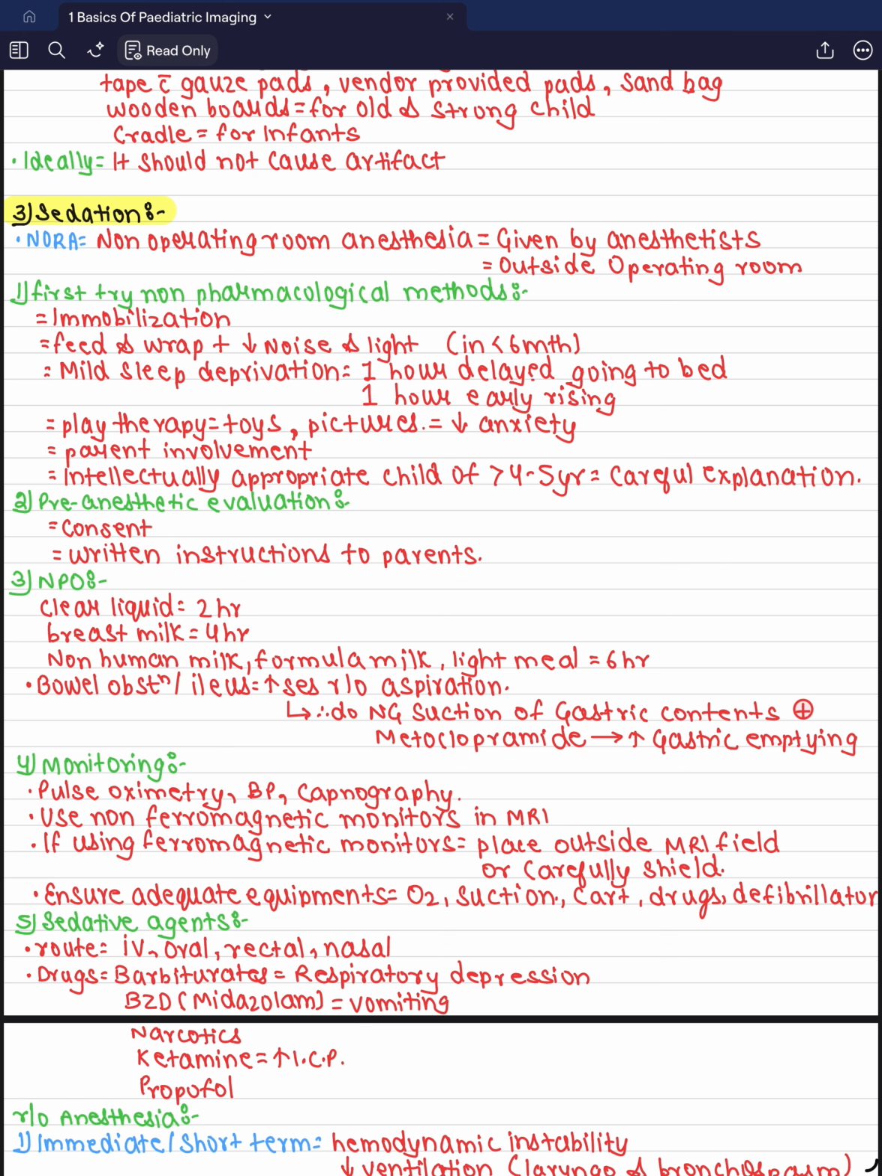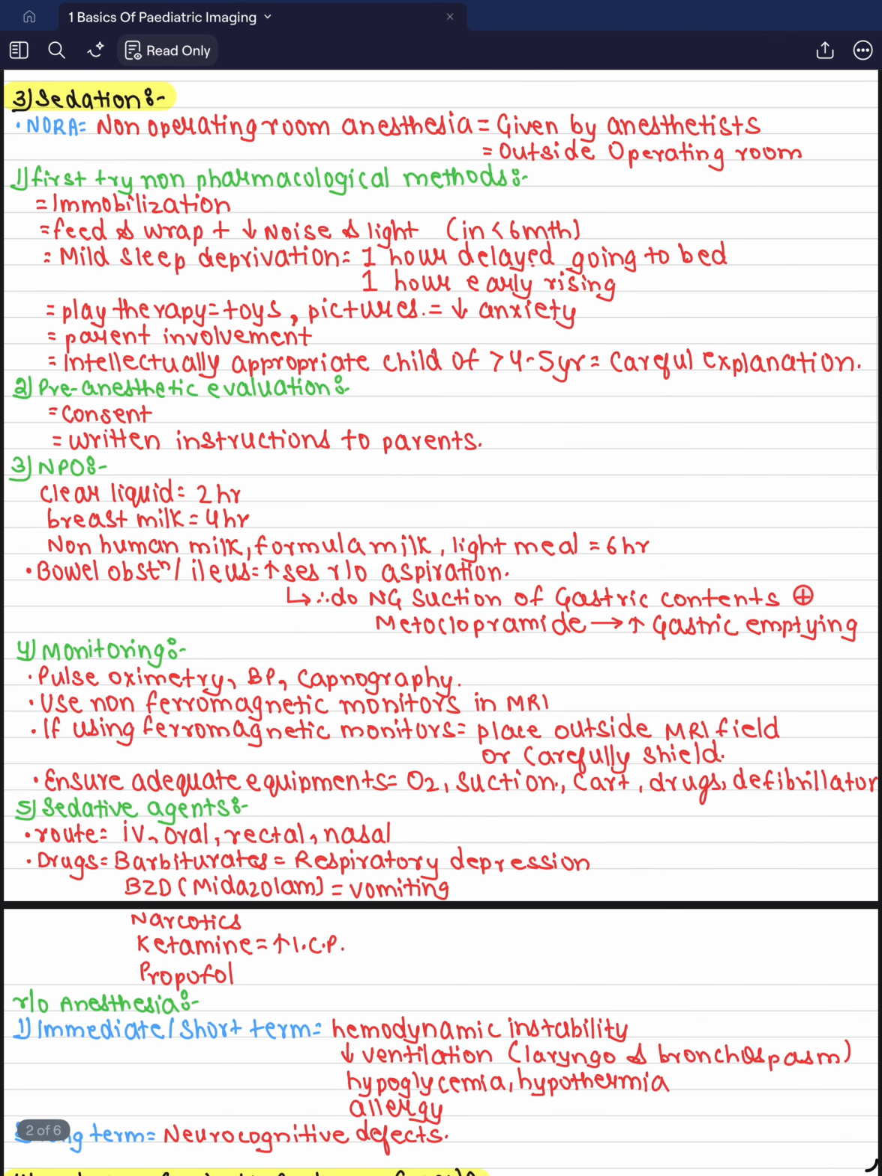Next thing, if you have to give sedation, then what you will do? First, you will do pre-anesthetic evaluation, in which you will explain to the parents what you are going to do and obtain the consent. You will give written instructions to parents also on what they have to do. Because we are sedating the baby, we have to make sure that the baby is nil per oral. Now, what are the guidelines for clear liquid intake?